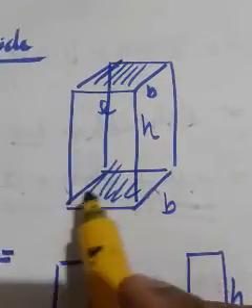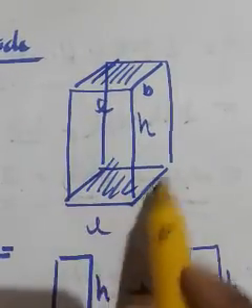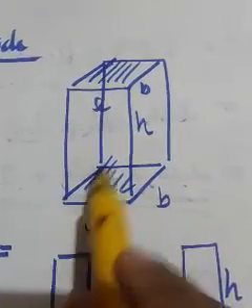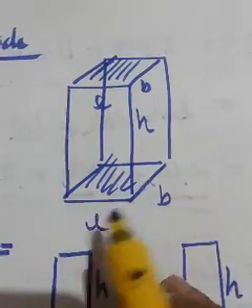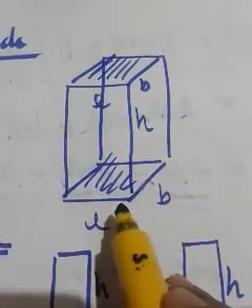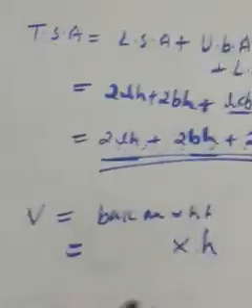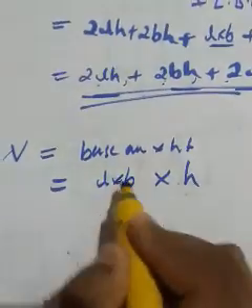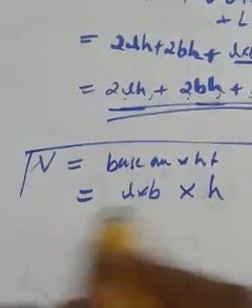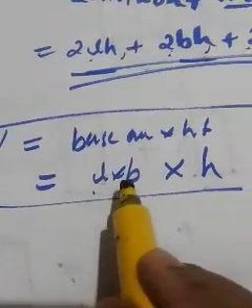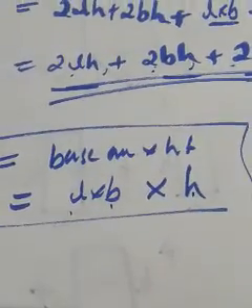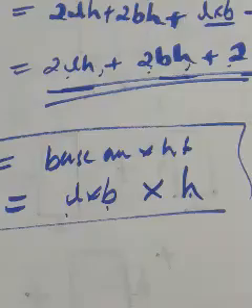Then we need the base area. Base is a rectangle, no? Its area is length into breadth. Length is L and breadth is B. So base area will be L into B. So in that way, the volume of the cuboid becomes L into B into H. You may have understood, no?